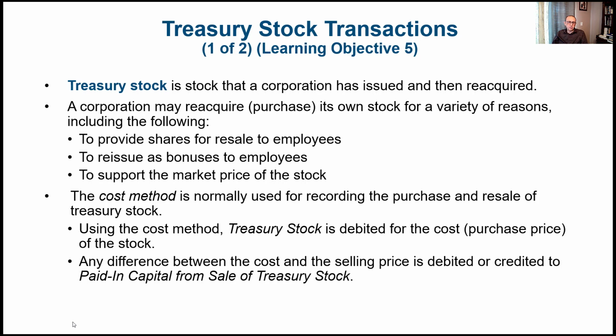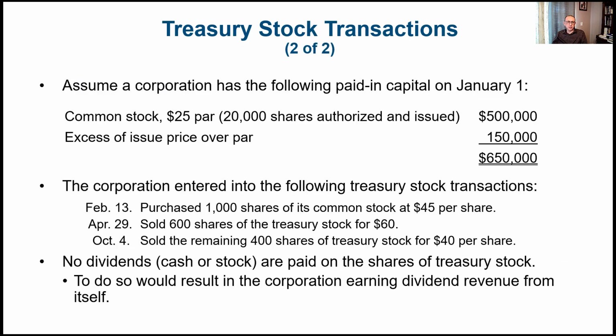The cost method is normally used for recording the purchase and resale of treasury stock. Under the cost method, treasury stock is debited for the cost or the purchase price, and any difference between the cost and the selling price is debited or credited to paid-in capital from the sale of treasury stock. So we'll see an example for that.